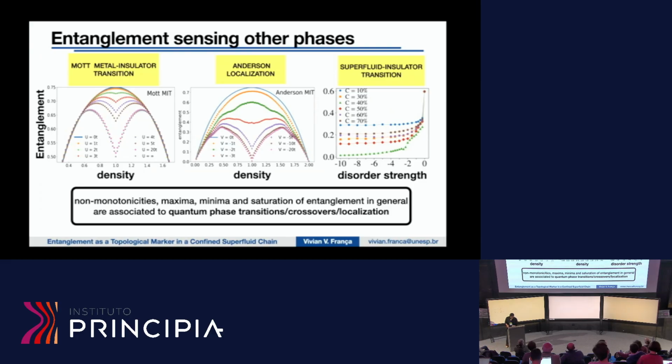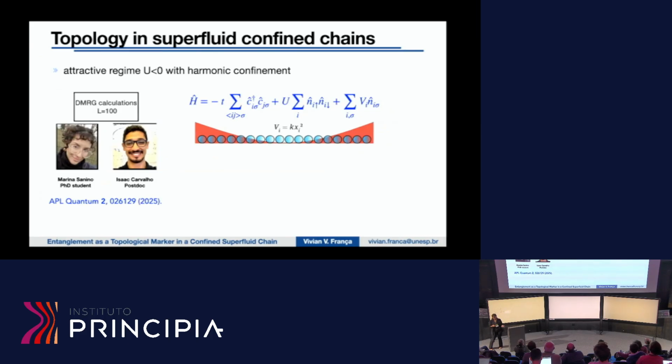So now focus on the topological aspects in a confined superfluid chain. This work was performed mainly by Marina, who is somewhere there, my PhD student, and Isaac Carvalho, who is a postdoc at the moment in our group. And the idea here is that we still play with the 1D Hubbard model. Now, instead of disorder, we plug in here a parabolic potential. So just to give you an idea of this physics, that's quite simple.